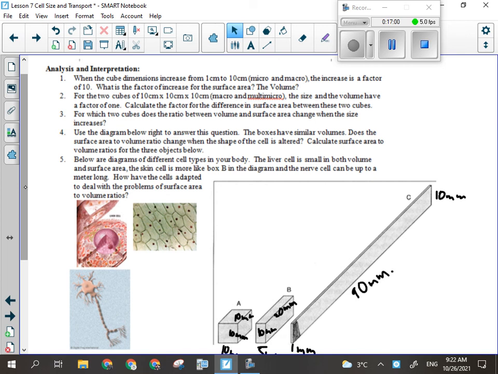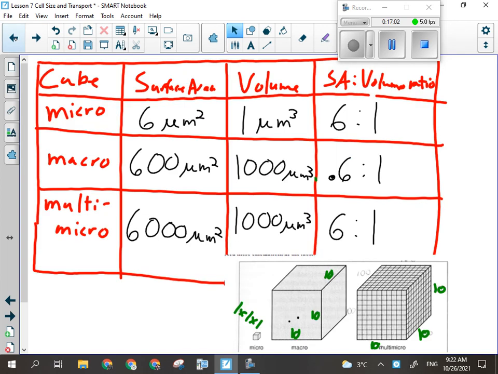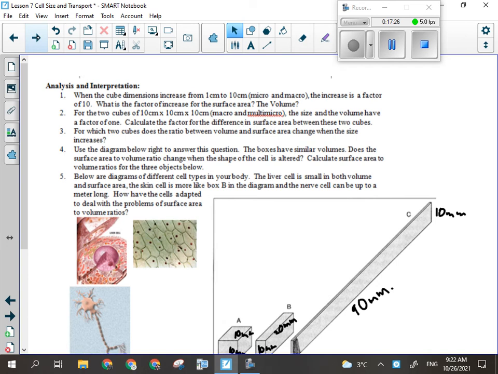So all they're asking is go back to your chart and tell me how much bigger did the surface area get for macro from micro. So how many times bigger is 600 than 6? And then for volume, how many times bigger is 1,000 than 1? See, the wording's really bad. That's actually a very easy question. It's just the wording is terrible.